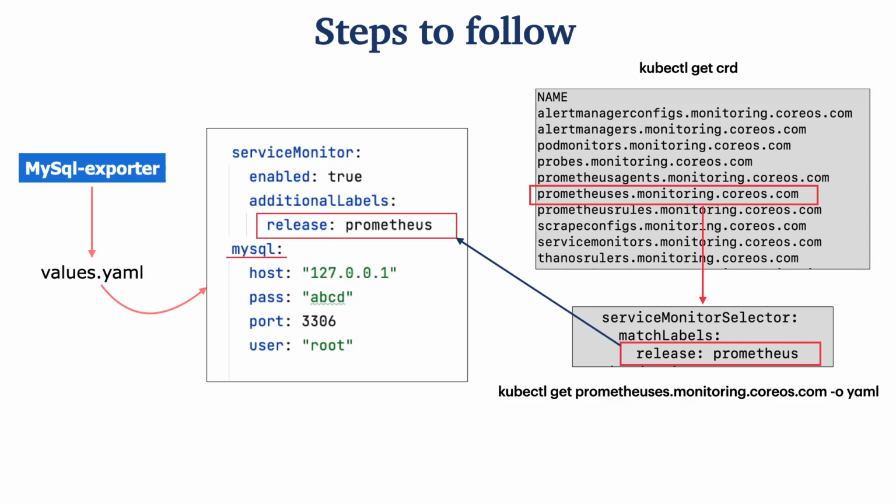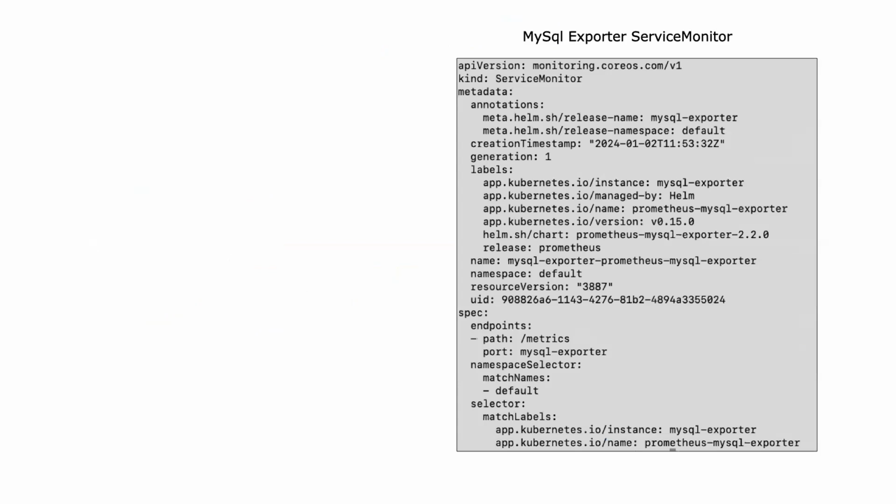Next is the MySQL section. Here we need to define MySQL related configuration like username, password, hostname, and the port. Once you deploy this values.yaml file in the cluster, the service monitor configuration looks something like this.